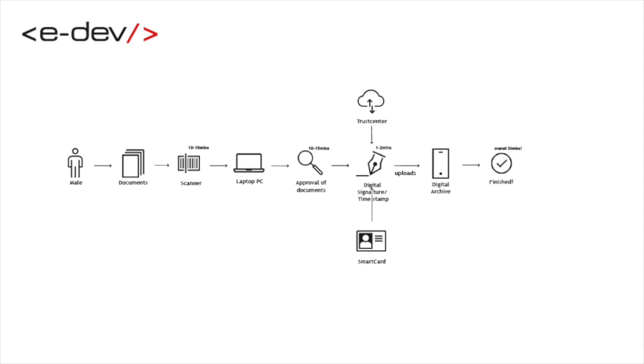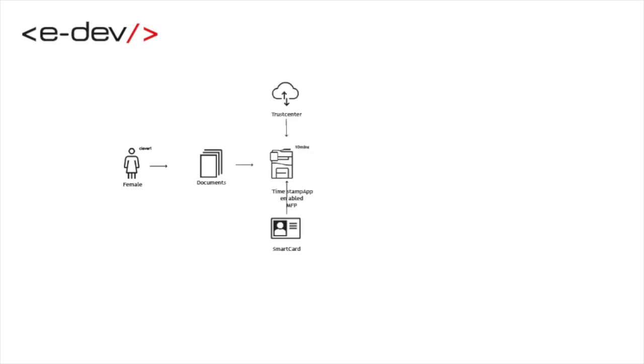A very complex process, which is much more efficient thanks to the timestamp app. As you can see, the process is significantly accelerated because a timestamp is set on the document directly at the MFG device. And at the same time, the document is immediately digitally stored. That's it. Time and effort can be saved in this way. Important time for companies and employees is thus gained.